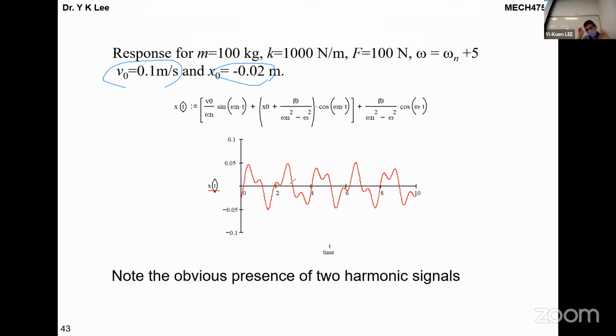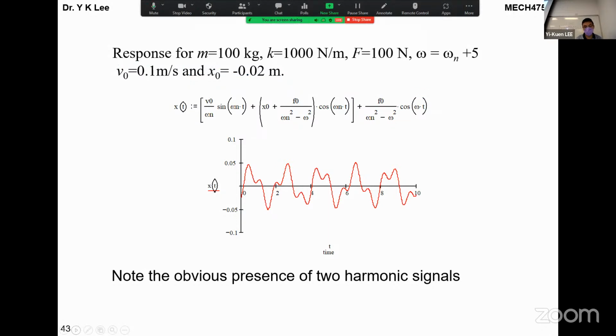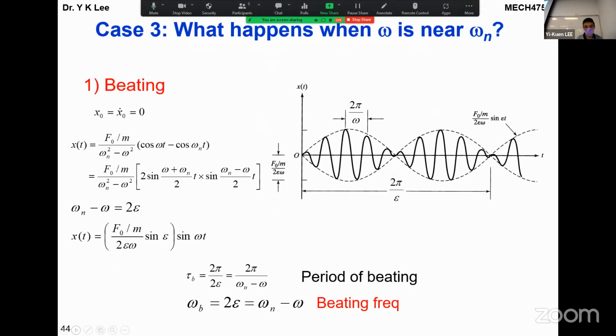Basically, we already give you the exact solution, so if you use the general solution, you can easily determine the time response here. Maybe it will be worthwhile for you to try to use MATLAB to do this kind of calculation.